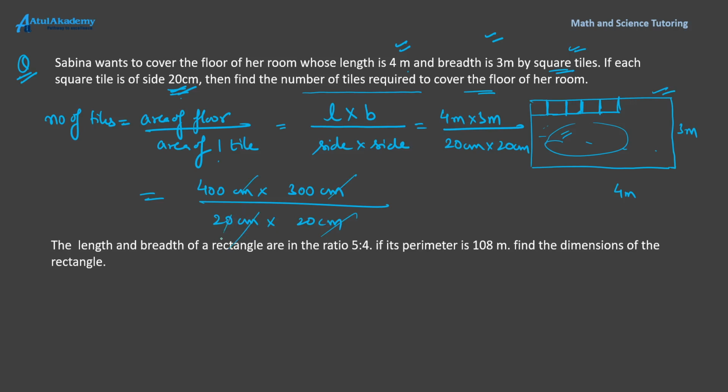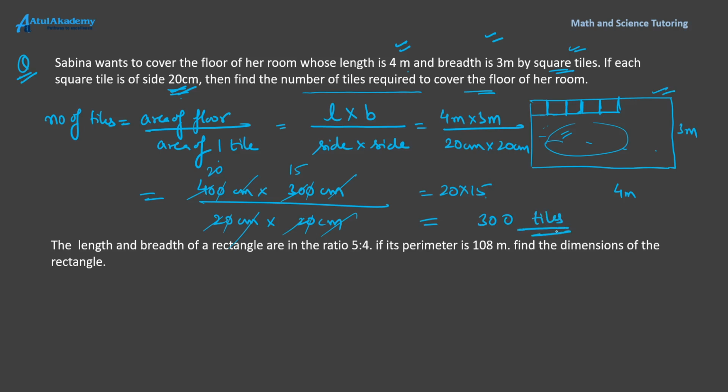You can cancel these also easily. When you cancel 20, 20 20s are 400, and here it will be 15. So you will have 20 into 15. How many tiles are coming out to be? 300 tiles. Okay, this is done.